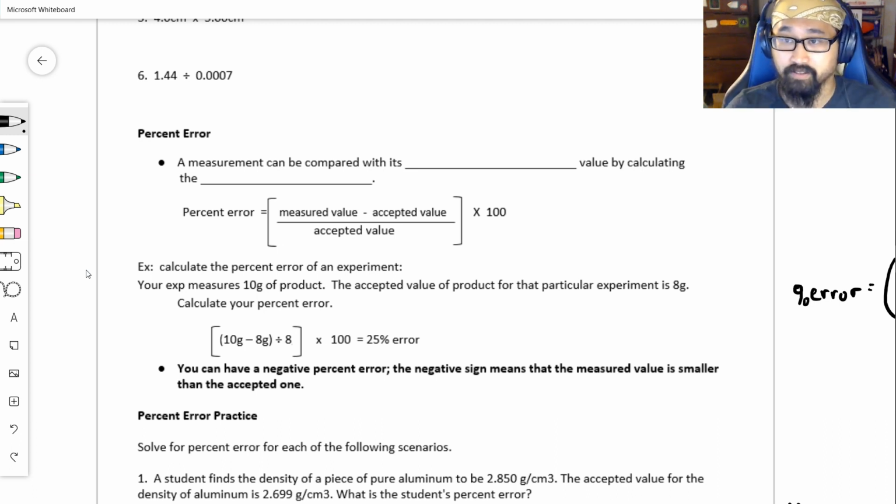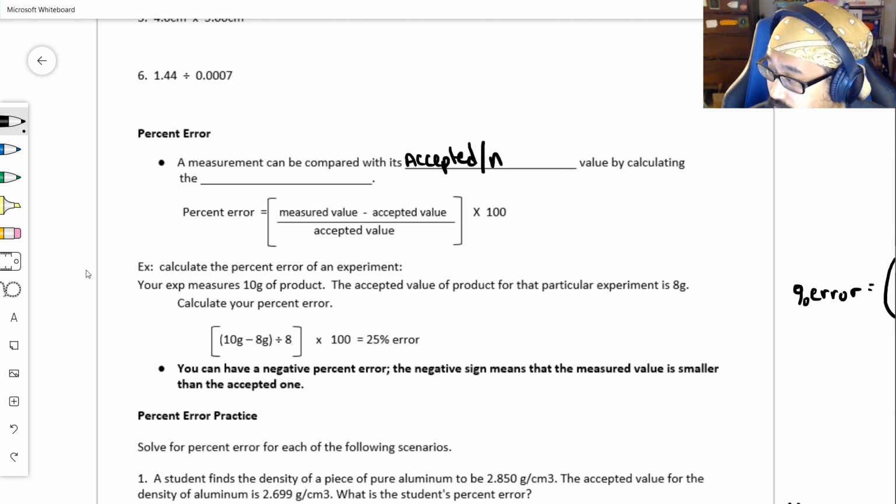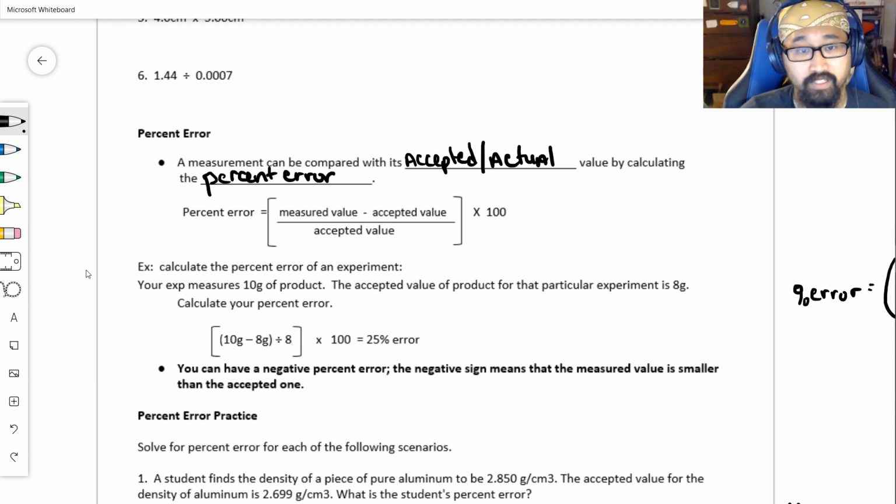Percent error is a calculation that you can make. So when we take a measurement and we compare it with its accepted or its actual value, we can do so by calculating the percent error. All right. Now, percent error, you should see that there's an equation just here. Percent error is measured value minus accepted value over accepted value times 100. This is on your reference table. It's nothing that you need to memorize.